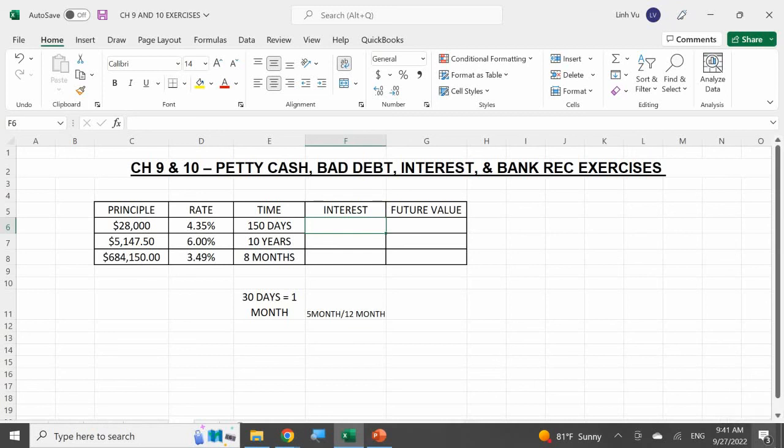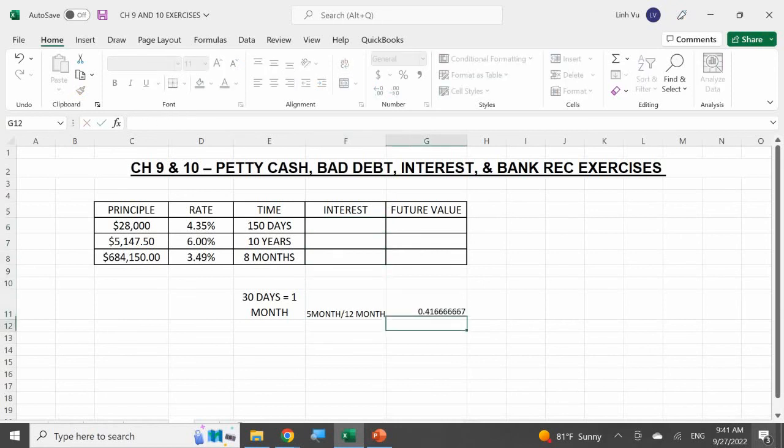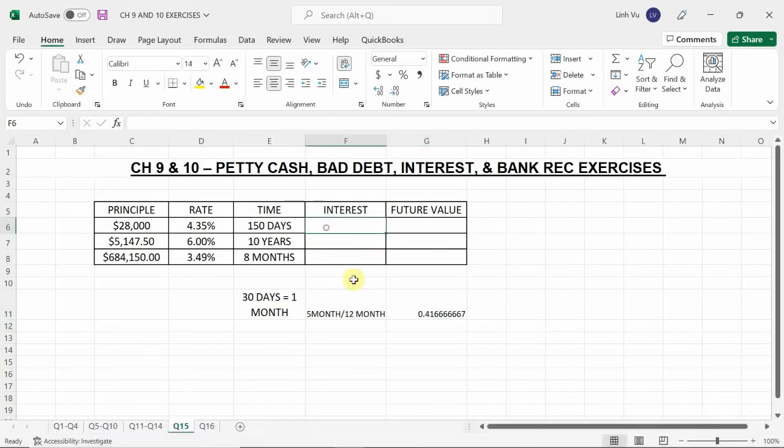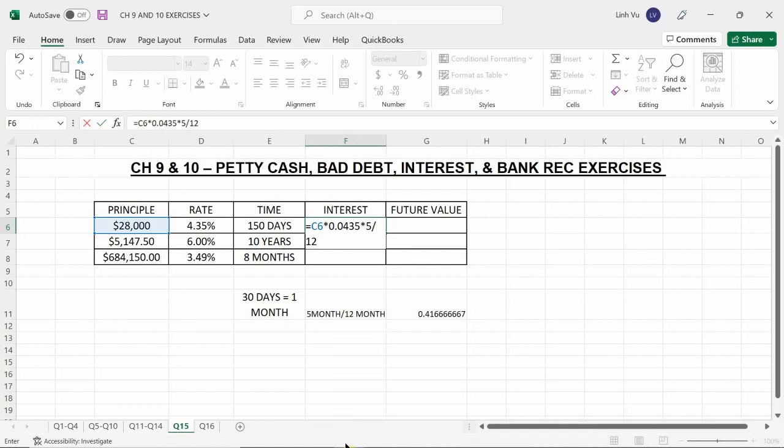So would it be 0.4166666 for the time? Okay, 0.4166666. Okay, I got 590. What was that? For the future value, I got $507.50.